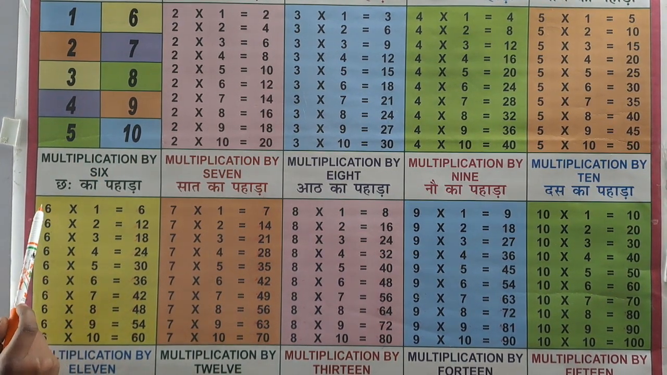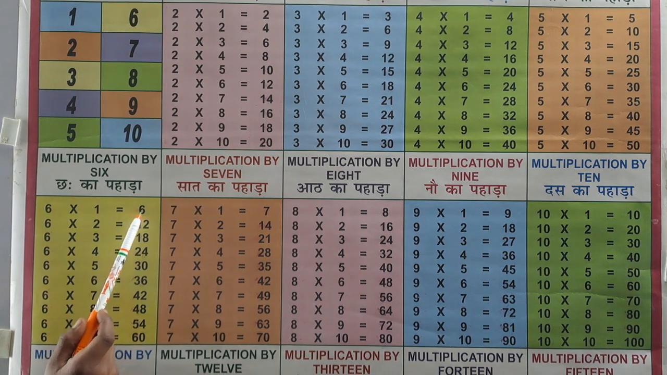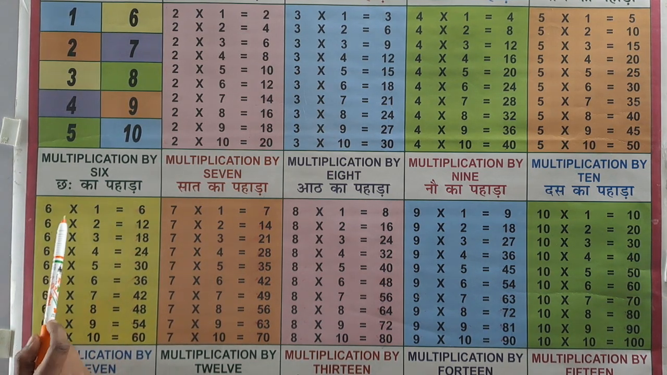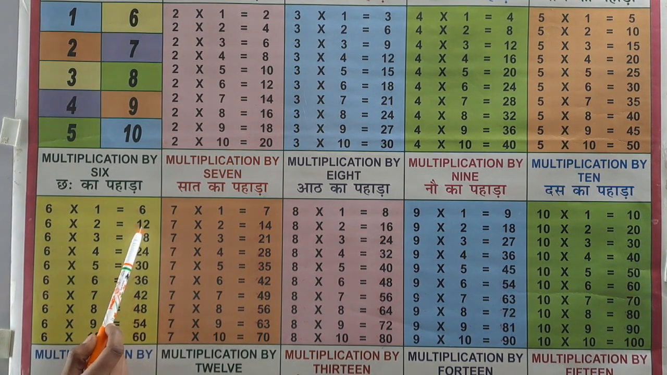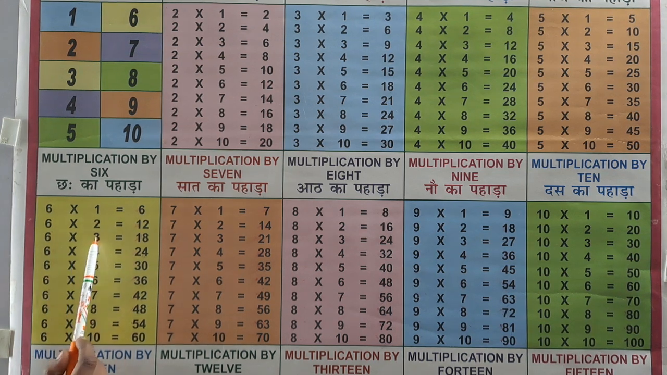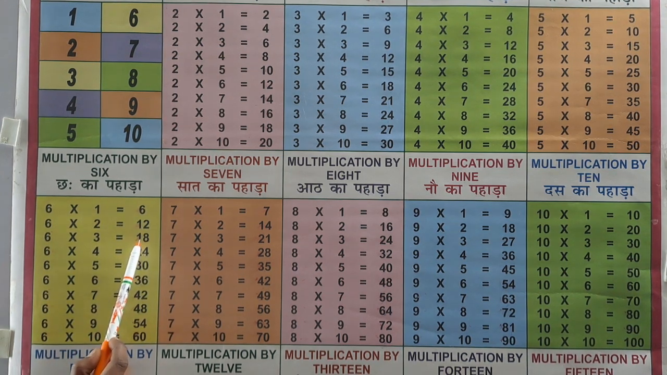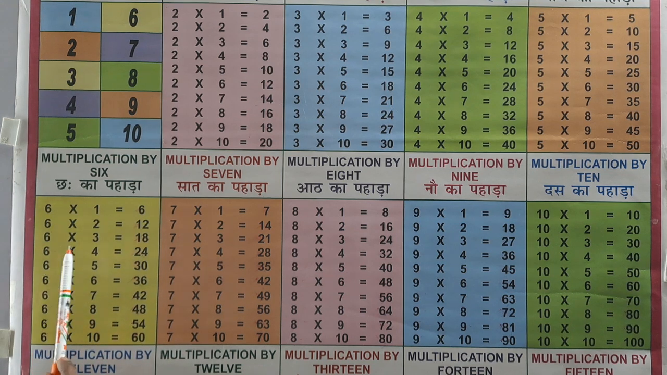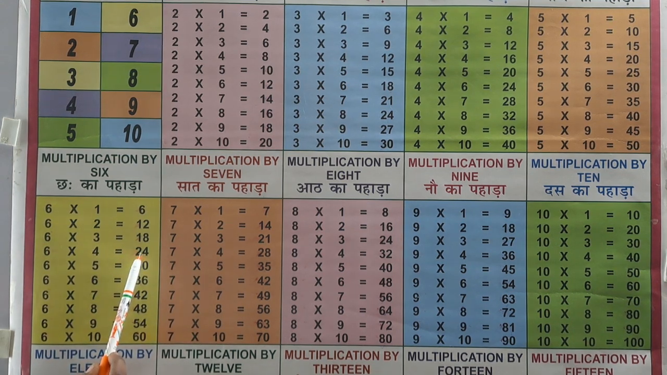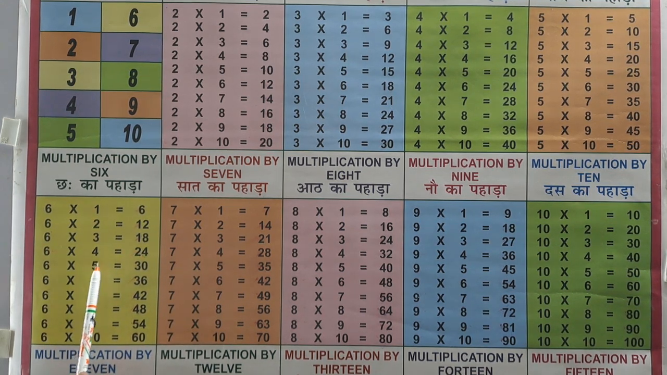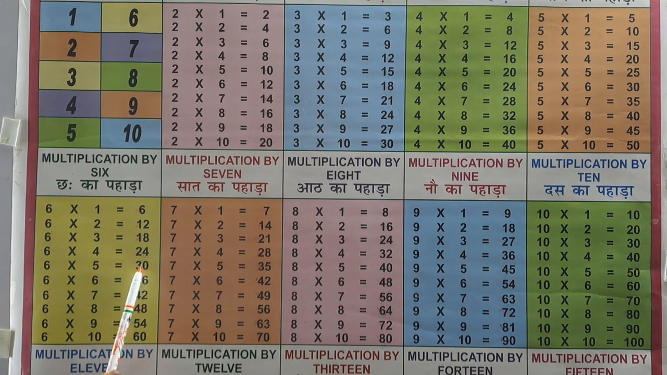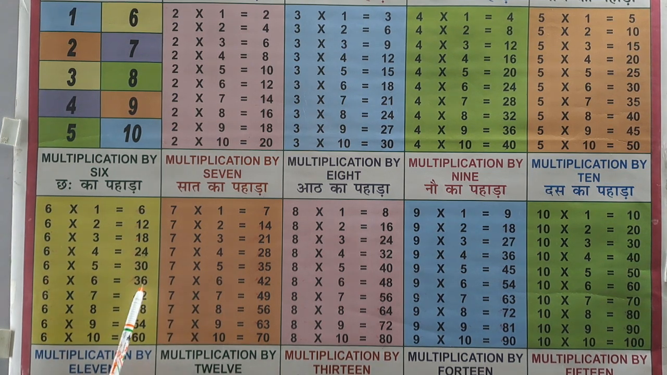Multiplication by 6. 6 ones are 6. 6 twos are 12. 6 threes are 18. 6 fours are 24. 6 fives are 30. 6 sixes are 36.